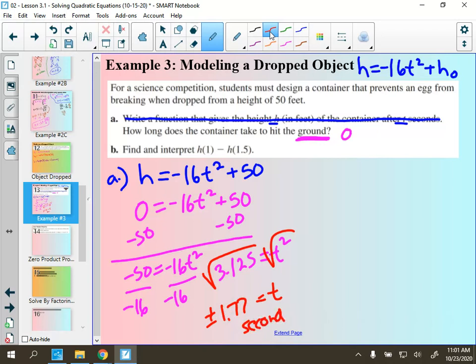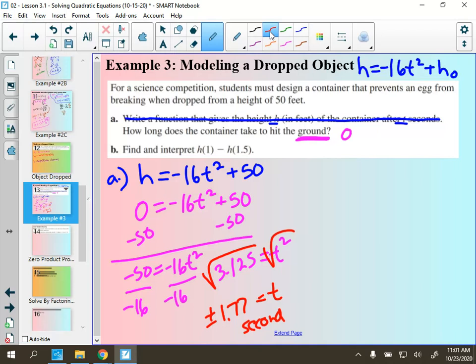seconds. And I do want to ask, what's with this plus or minus here? Do we need both of those? And the answer would be no, right? How long did it take this object to hit the ground? I don't think it makes any sense to say it took negative 1.77 seconds.